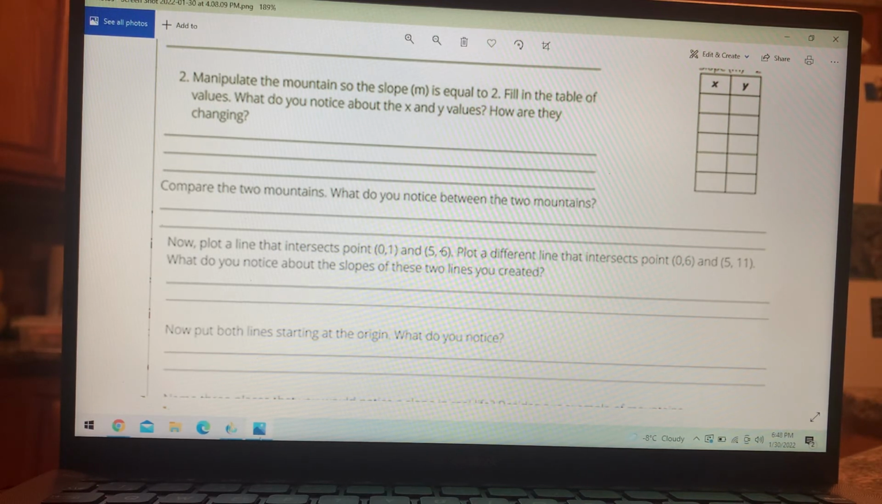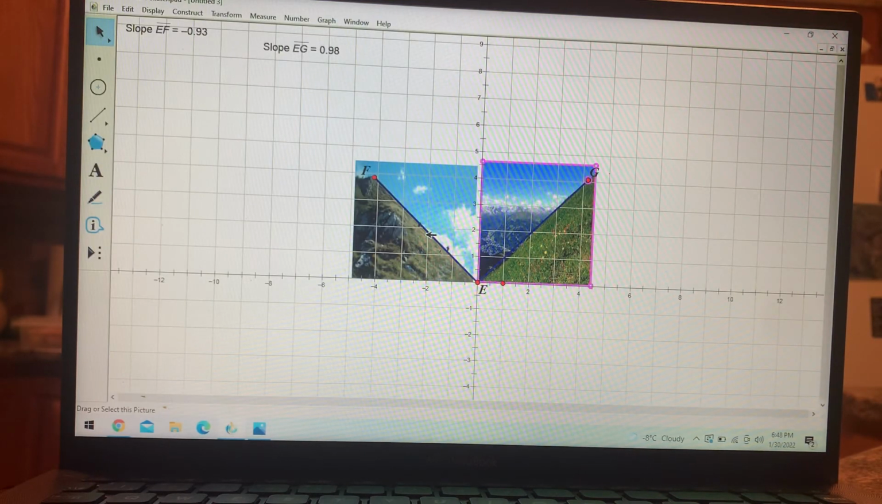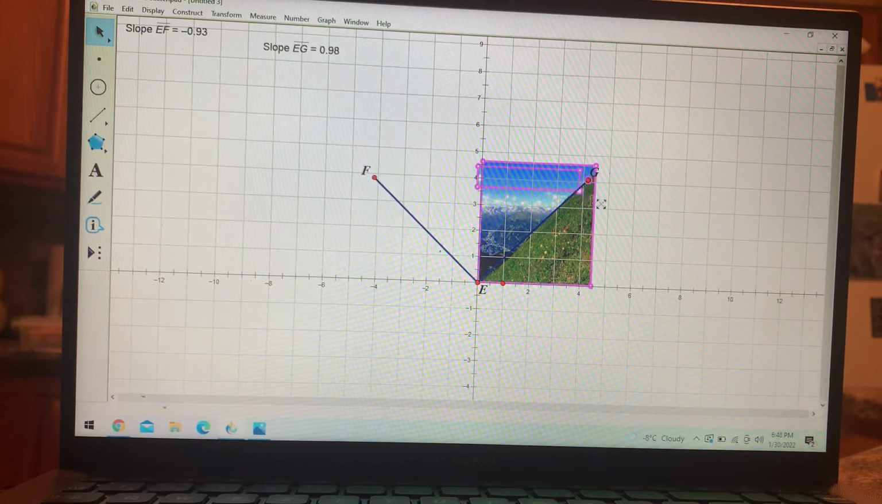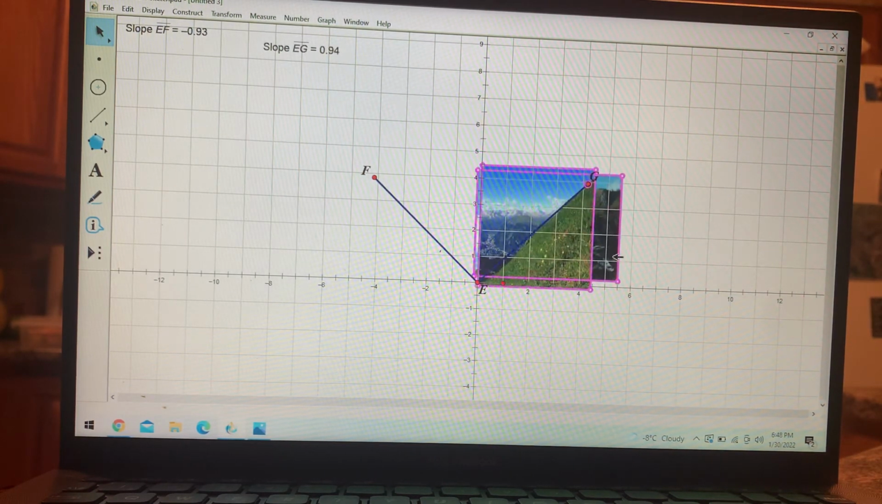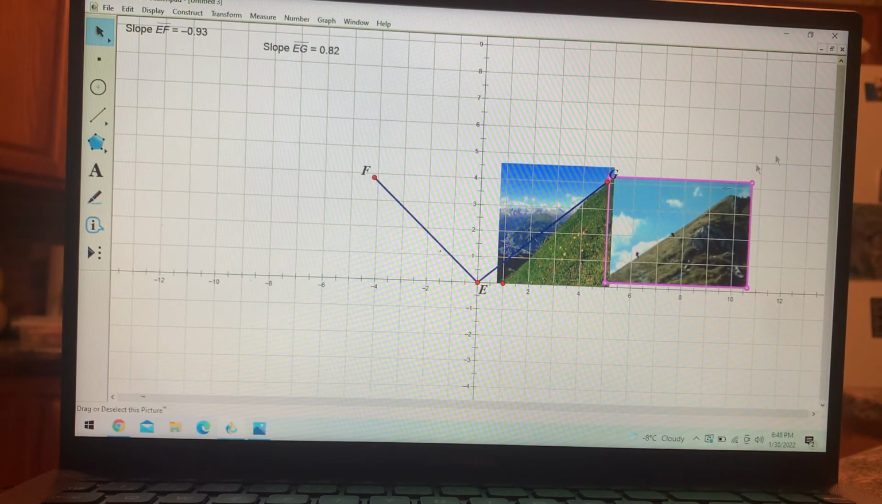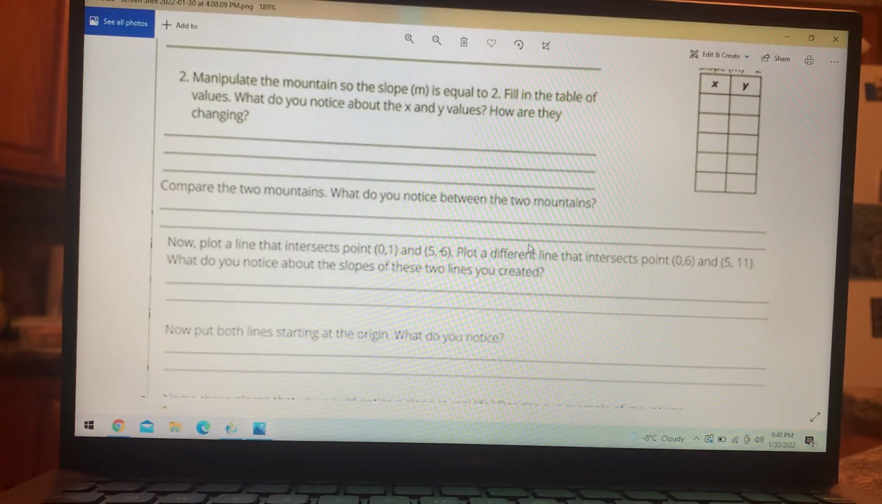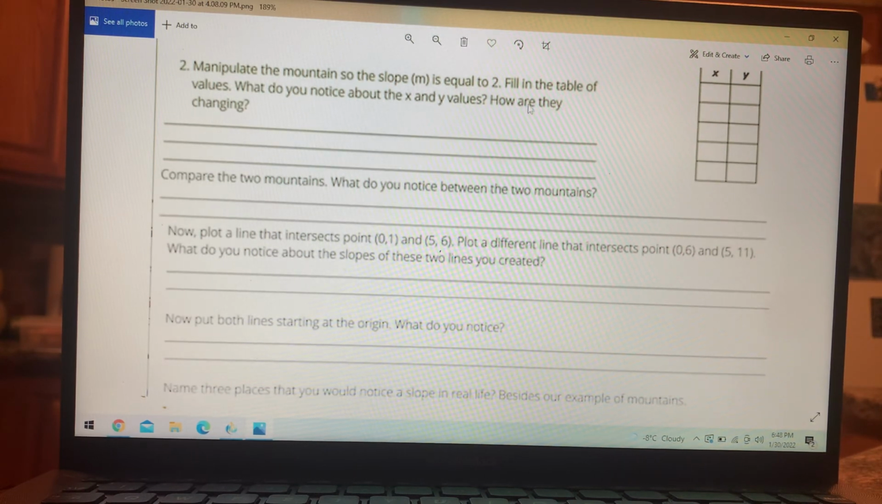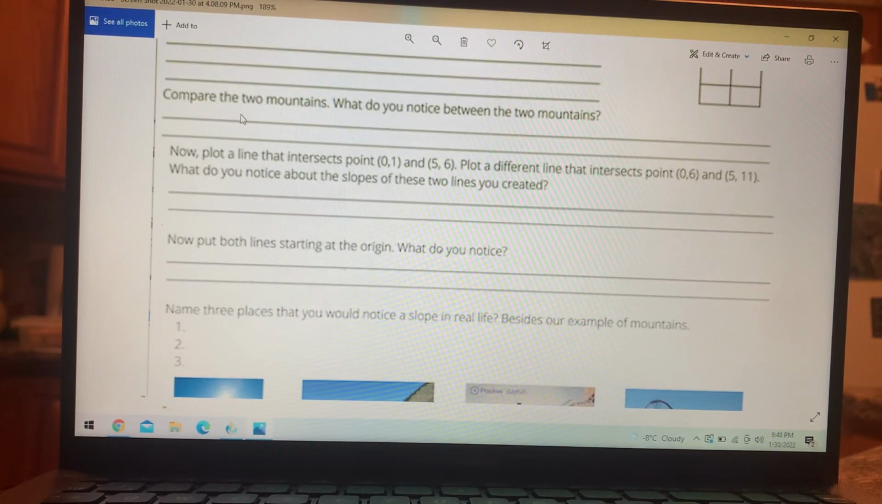So then they would go back to their sketchpad, they would take the other mountain, they would have to flip this mountain to get a positive slope, and they're trying to get a slope of 2. So they would manipulate this so that they got a slope of 2, and then they would fill out their x and y values in order to complete that question. And then they're answering the same thing, how are they changing? So with a slope of 2, you'd have your rise over run, and they would figure that out using the table of values. So next I have compare the two mountains.